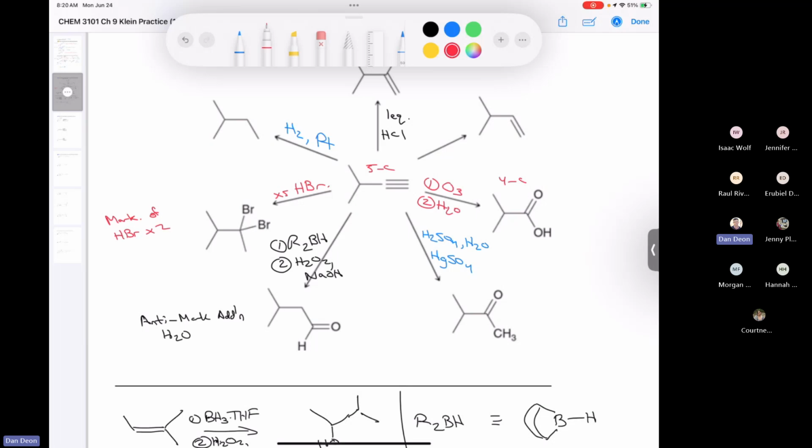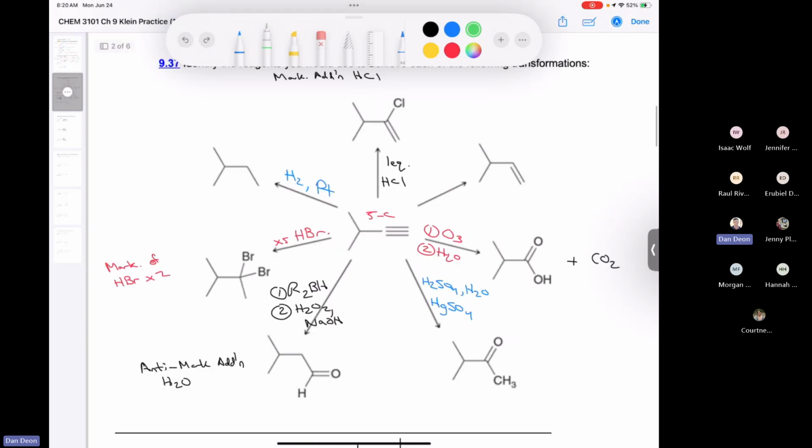Now, something that they left out here in the slide is not only would you get this carboxylic acid, but you would also get carbon dioxide. Because when you have a terminal alkyne, this carbon here, if I just highlight that carbon in green, okay, that's this one here that ends up in the carbon dioxide molecule.